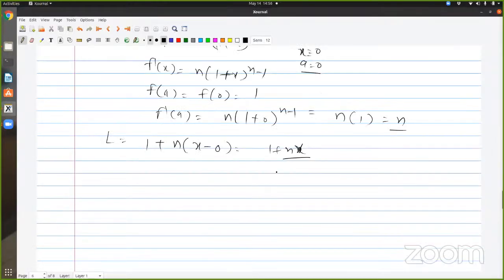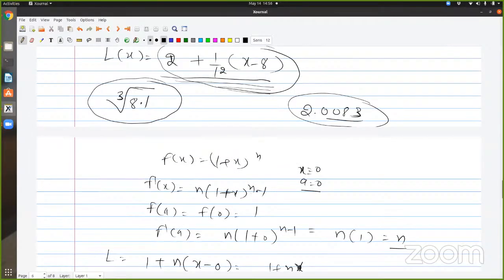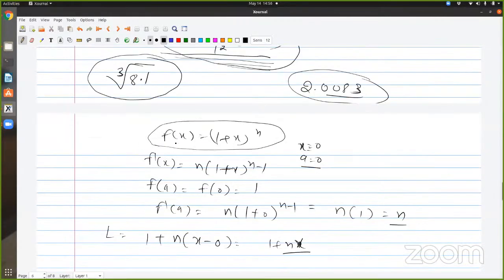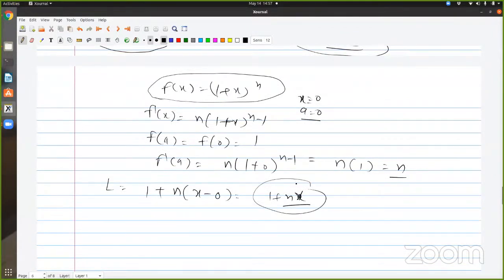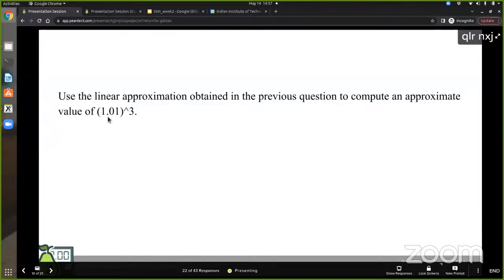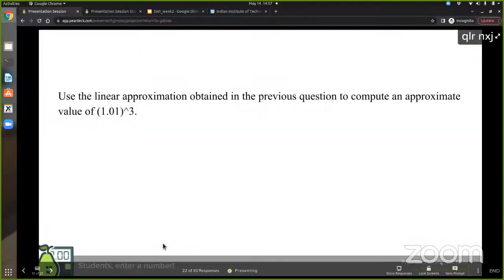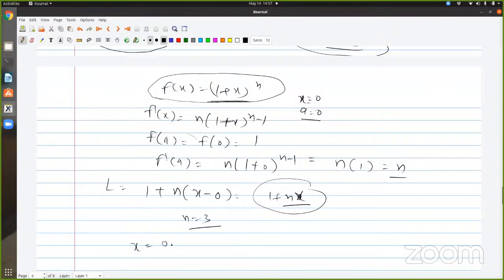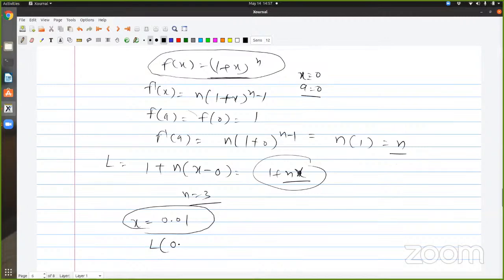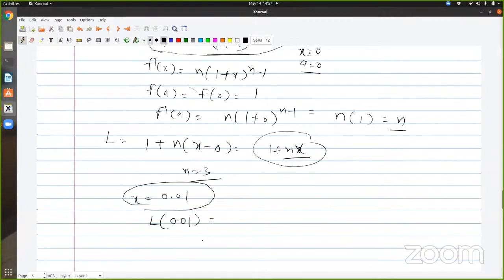Okay, let's see. So for a general function with n, the linear approximation was 1 plus nx. Now in this case, n is equal to 3, correct? And what do we want to compute? 1.01. And the function that we had taken was 1 plus x, which means our x should be equal to 0.01. Correct? Please note this, this is important. I think this is the mistake that some of the students might have done.